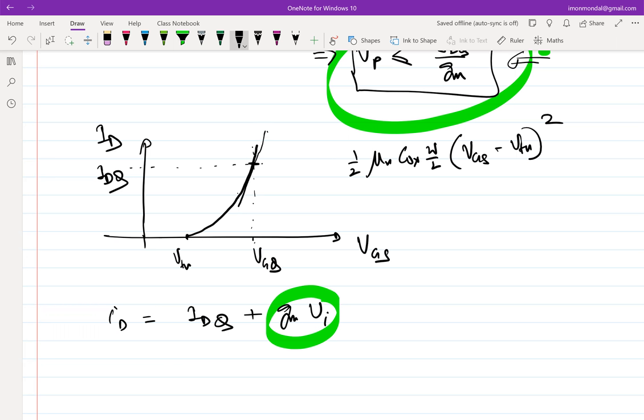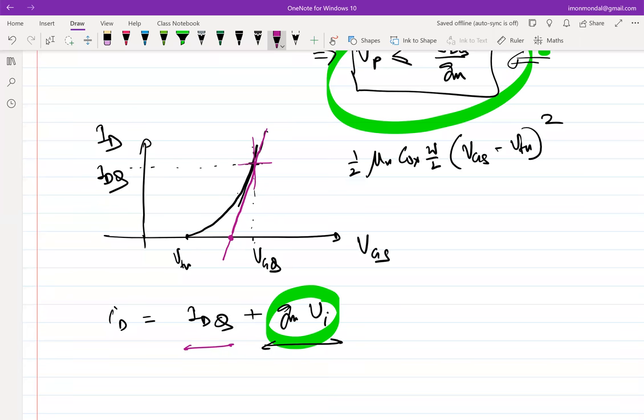So essentially, I'll have to draw a tangent. When I'm saying gm times vi, I'm saying that I have moved my axis here and this is the line that I am interested in. And obviously, the total drain current will be that plus IDQ. So when does this total ID go to zero? When this magenta straight line cuts zero. Make sense? So visually, what do you see? Is this now a liberal estimate or a conservative estimate? It's a conservative estimate, right?